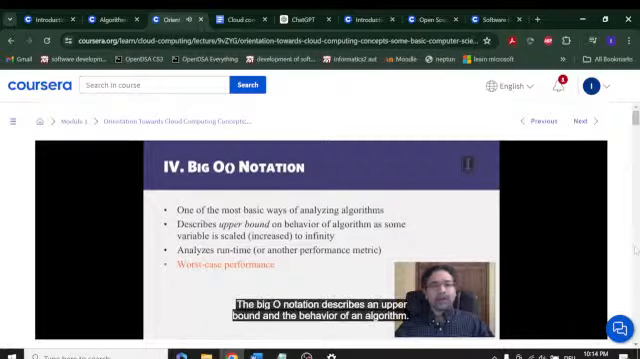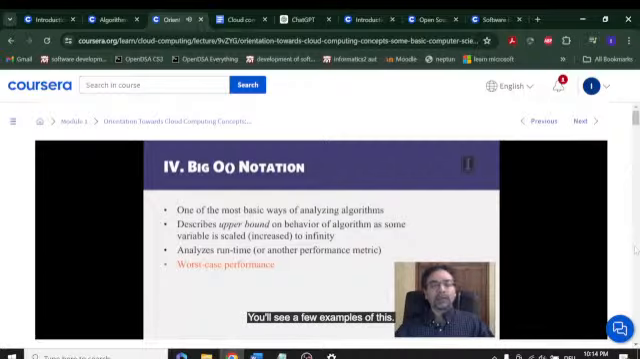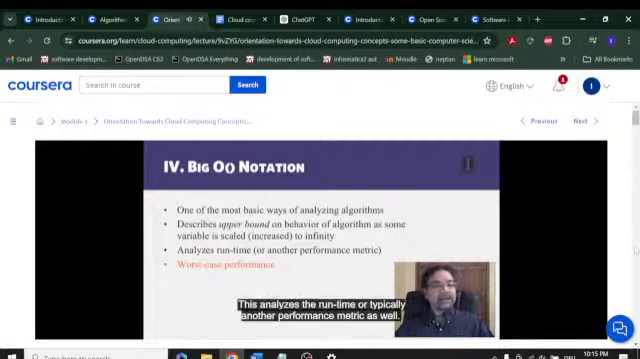The big O notation describes an upper bound on the behavior of an algorithm as some variable is scaled or increased in value all the way to infinity. Typically, this variable is the size of the input, maybe the number of input elements. You'll see a few examples of this. Essentially, this big O analysis tells us how the algorithm scales as the size of the input is increased. This analyzes the runtime, or typically another performance metric as well.